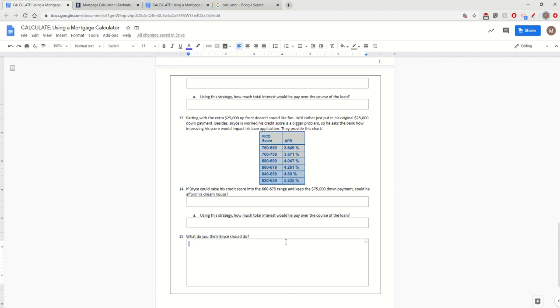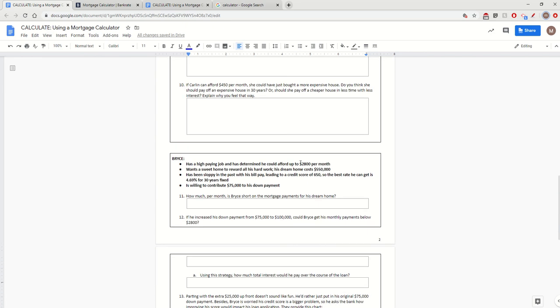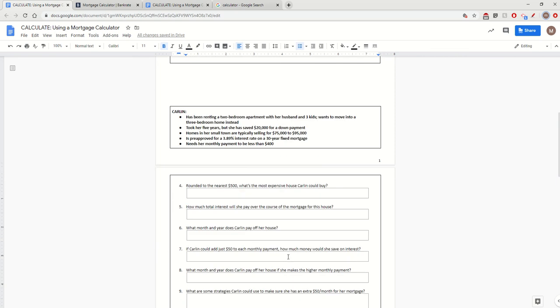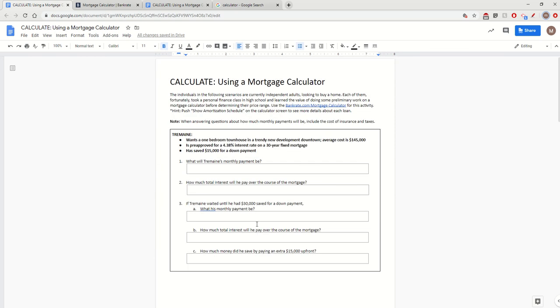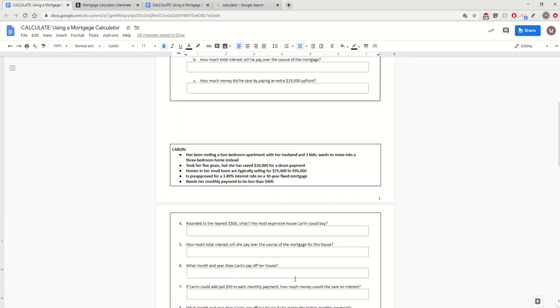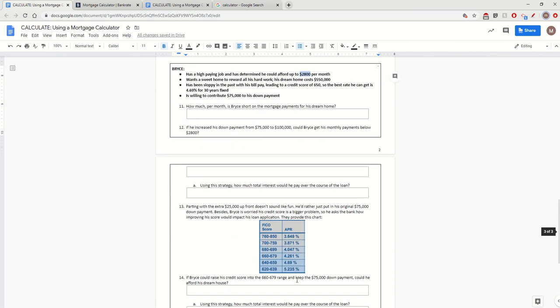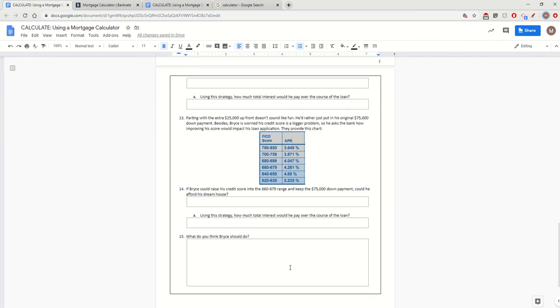Because even like your Bryce, he's making a lot of money, right? He can afford $2,800, but he's paying a higher interest rate than Carlin was. He's paying a higher interest rate than Tremaine was, right? And so you got to be careful with your credit score, because that's where a lot of money he's going to end up paying. If he does go through with this house, he's going to pay $300,000 in interest. He could literally buy another house for that much money, right? So you got to be very careful with the interest rates that you get in your credit scores.